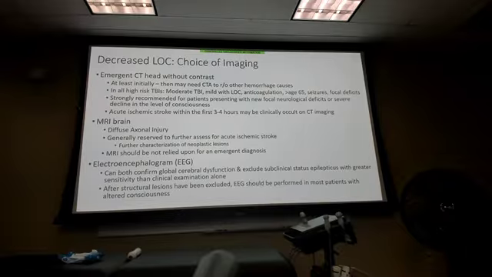And then after we rule everything else out, we really should push for an EEG so that we can have that final confirmation that there's nothing else going on in the brain. In anybody who has altered LOC and we can't find what's wrong, they should get an EEG, okay, because there's probably something else going on with that altered mental status.